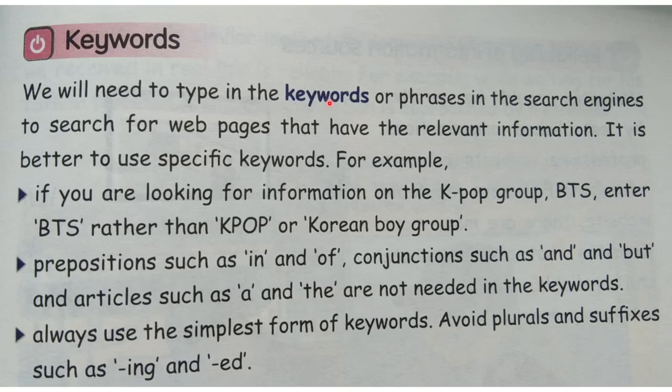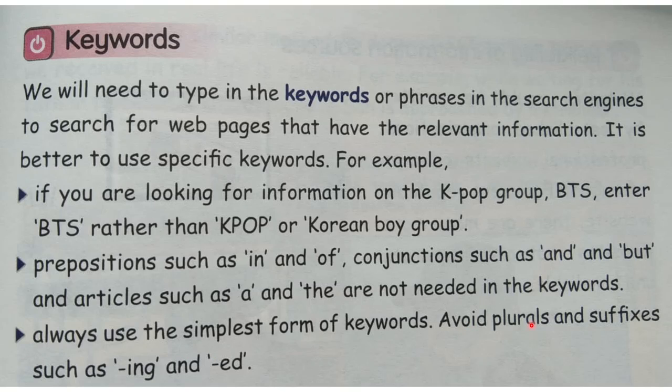And you can check out the video on code.org that I've linked you for more on that. That's a very interesting video, I've got to say. If you're looking for information on the K-pop group BTS, enter BTS rather than K-pop or Korean boy group. So if you can be specific, if you can use more particular words, do. You don't need to write in, or, of, and, but, the, when you're typing keywords. It doesn't need to be a grammatically correct sentence. You're just putting in the words you're interested in, and use the simplest form of the words.